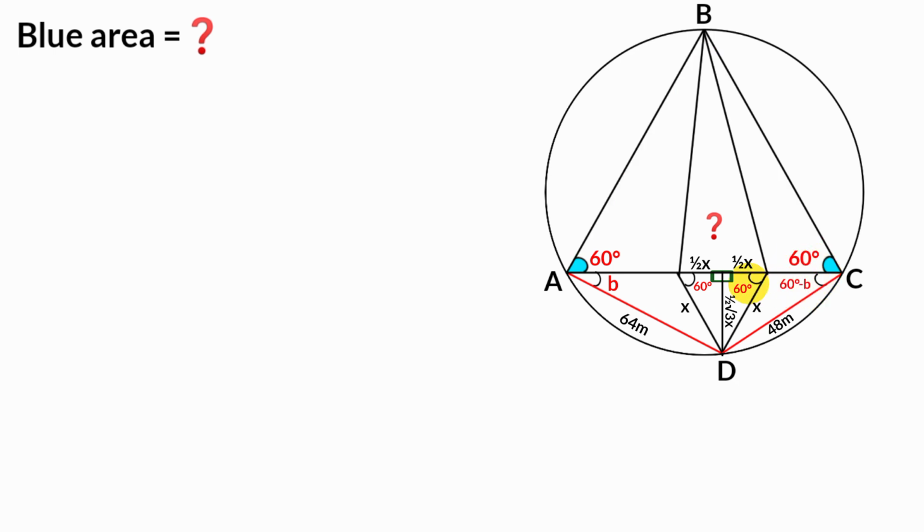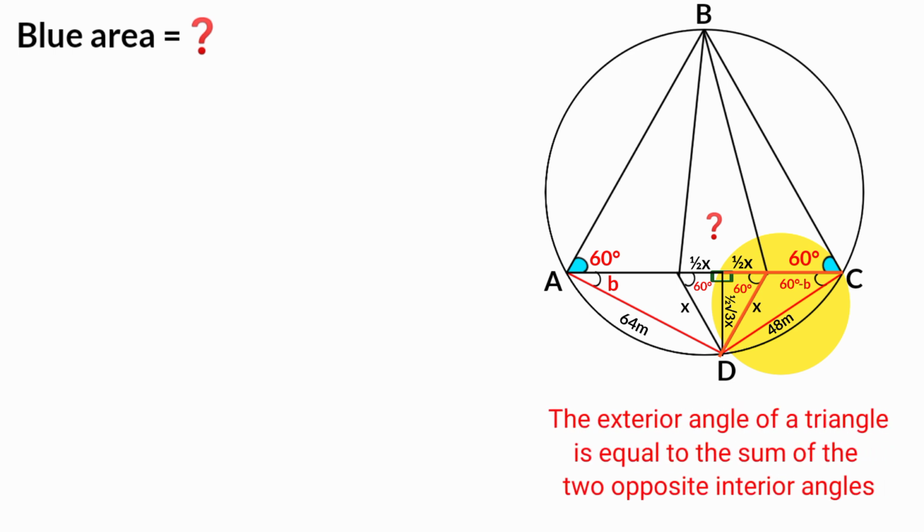Now look at this angle here. It is an exterior angle of this triangle. The exterior angle of a triangle we know is equal to the sum of the two opposite interior angles. That is this and this. So since this is 60 degrees minus B, this must be 60 degrees minus 60 degrees minus B.